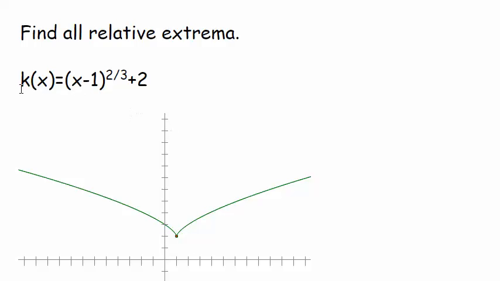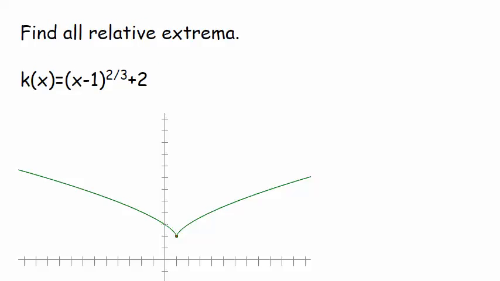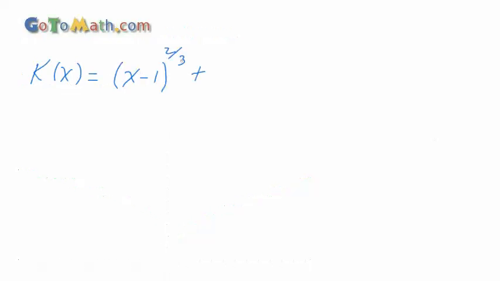So we're going to want to write that down. K of x equals x minus 1 raised to the 2/3 plus 2. Can we remember that? I'm going to try. Plus, I believe that was 2, wasn't it? Yep. I tried to remember it.